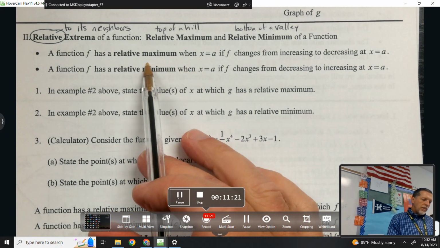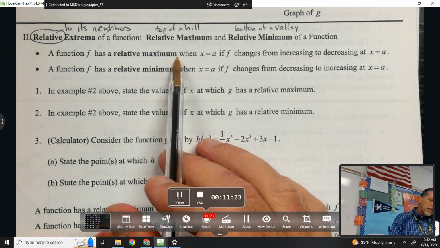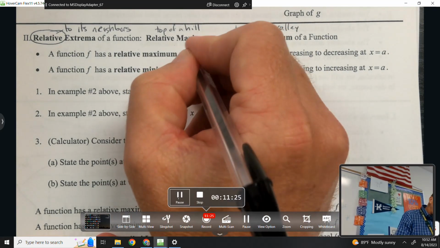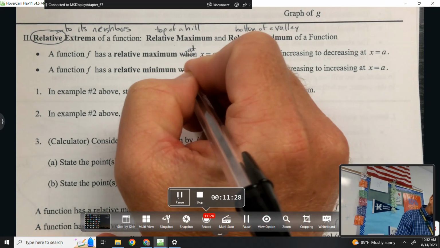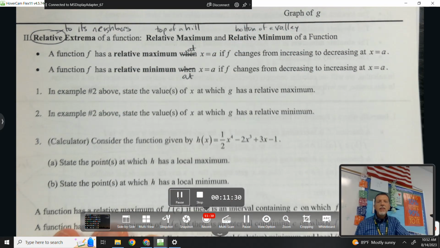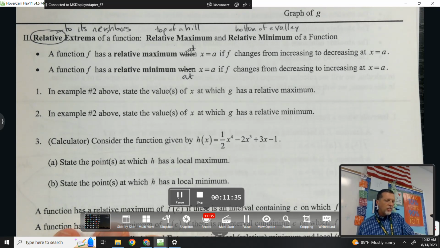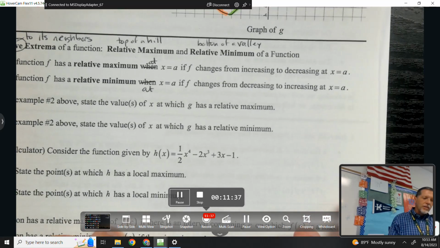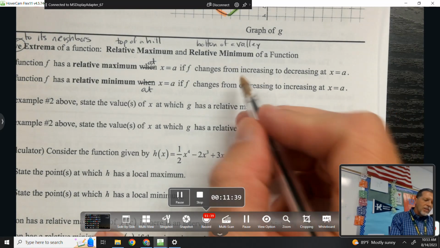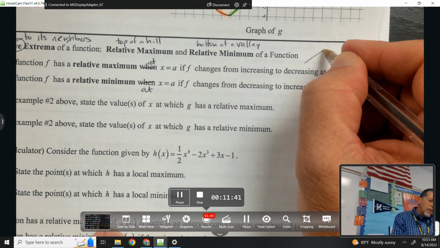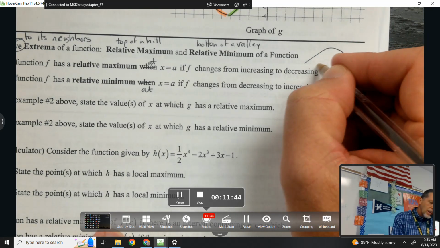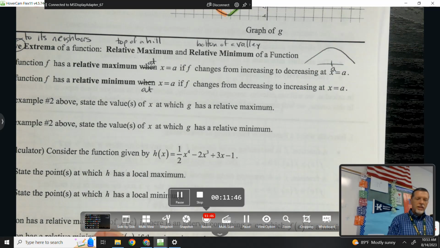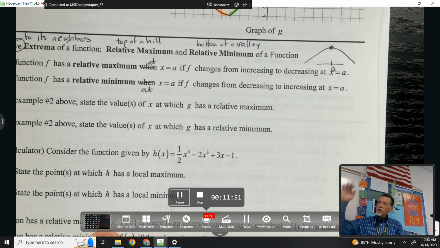A function f has a relative maximum. I don't know, I like this better. It says at x equals a. When x equals a, or at x equals a, if f changes from increasing to decreasing at x equals a. So think about what that says. We're going from increasing to decreasing at x equals a. So yeah, that makes you at the top of a hill. If you changed from going up to going down, that's the definition of the top of a hill.